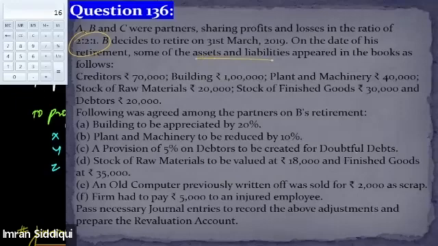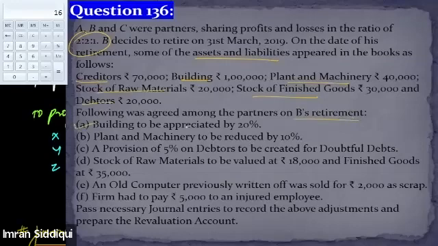The values of some assets and liabilities that appear in the books are given as: the creditor is 70,000, building is 1 lakh, plant and machinery is 40,000, stock of raw material 20,000, stock of finished goods 30,000, and the debtor 20,000. Following was agreed among the partners on the retirement.